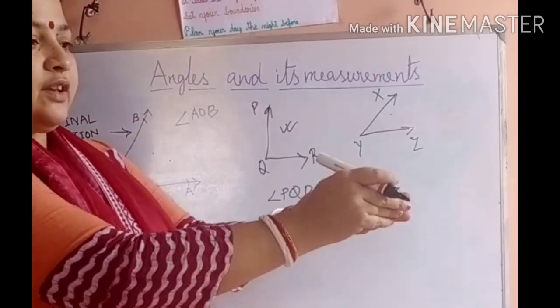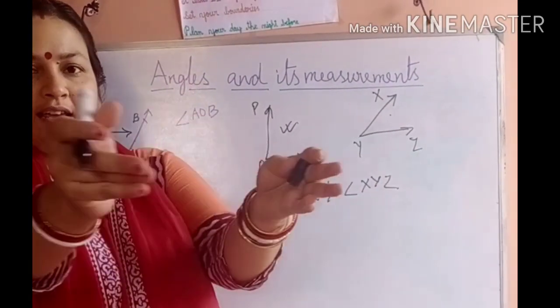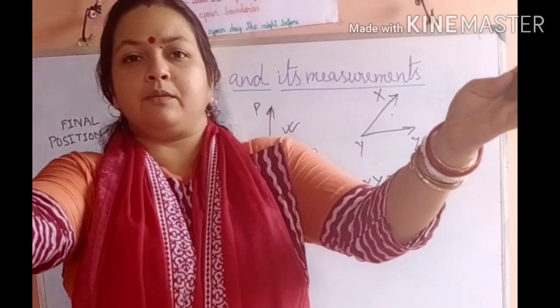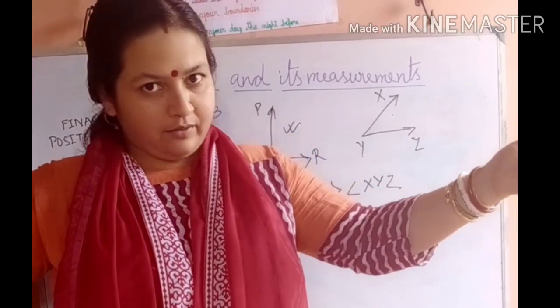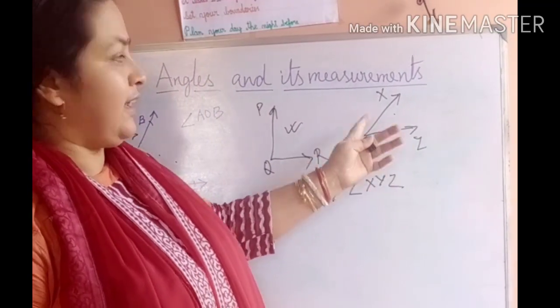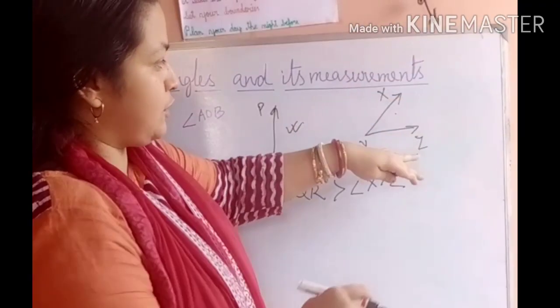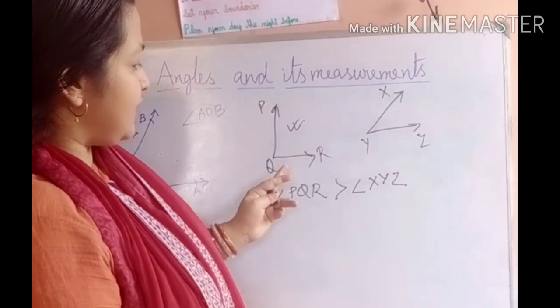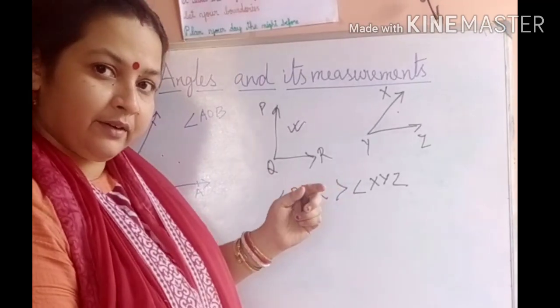The amount of the arms' opening, suppose like this you are opening the arms, okay? The more you open the arms, the more the magnitude, right? Similarly in the angle, here the arms' opening is less, so this angle is smaller. Here it is wide, so this PQR is bigger, right?